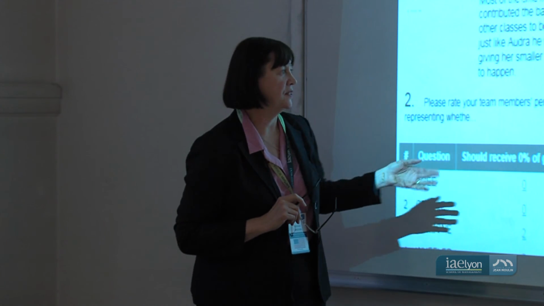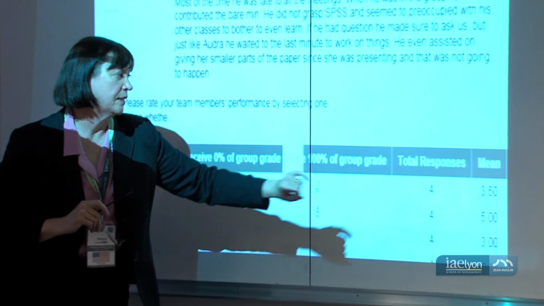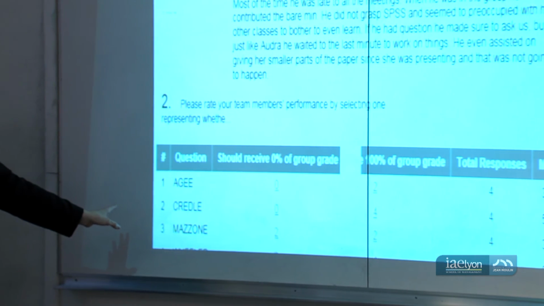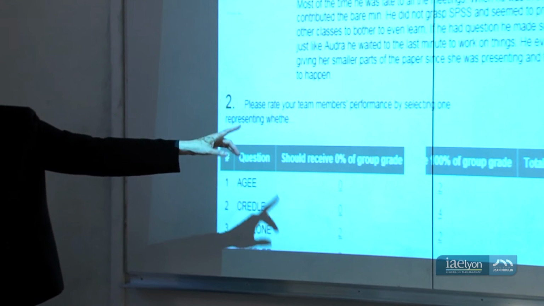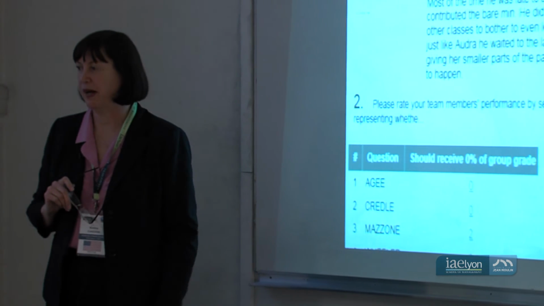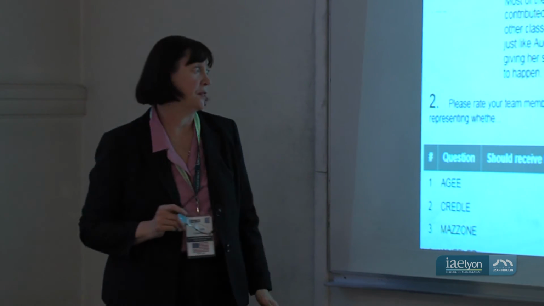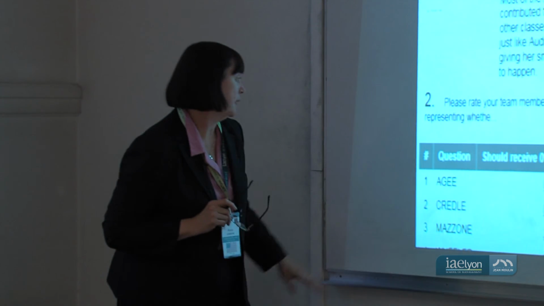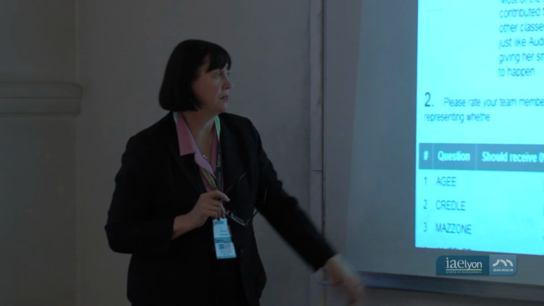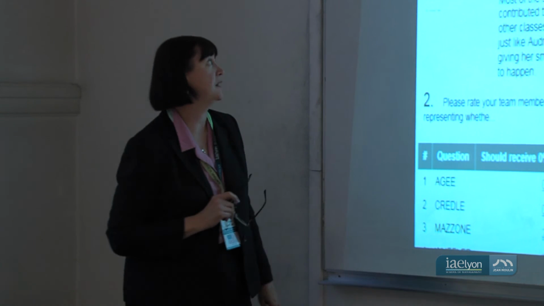For example, Zach Aji got a mean of 3.5. They actually had a group of 5 people, so 4 other students evaluated Zachary, and Zachary gets a mean score of 3.5. So he wasn't the best student in the group, but he at least got above average. And Audra Mazzoni, she had some additional problems, and the other 2 got full weight, and so that was an easy grade, easy mark.